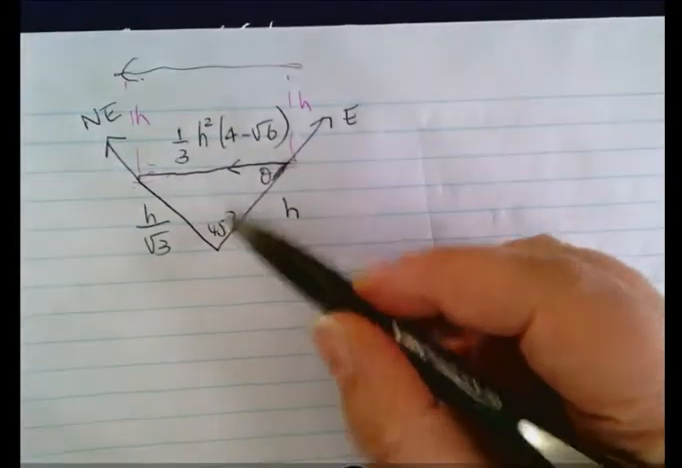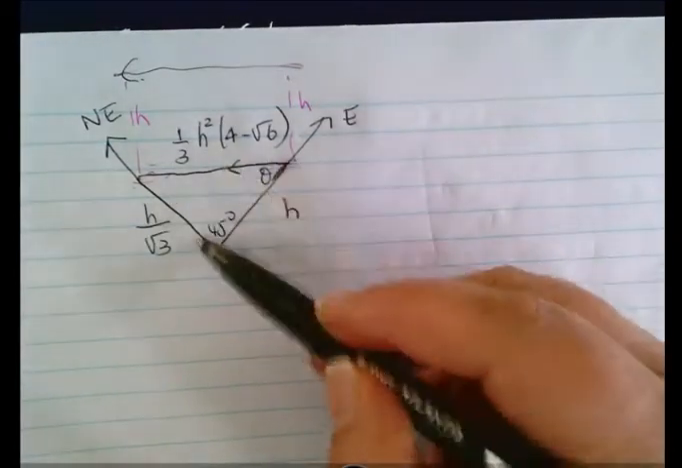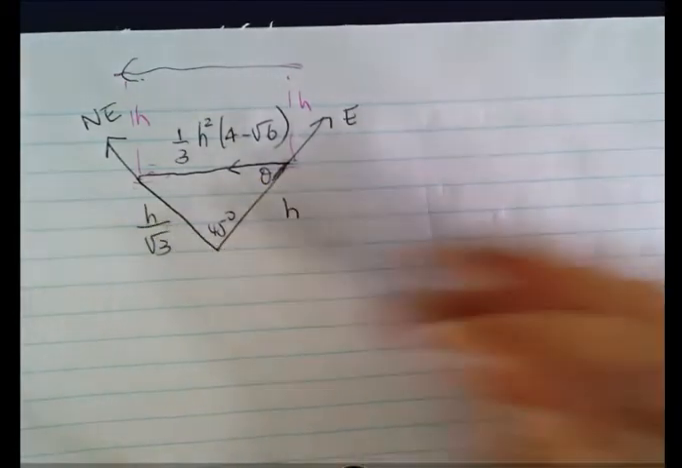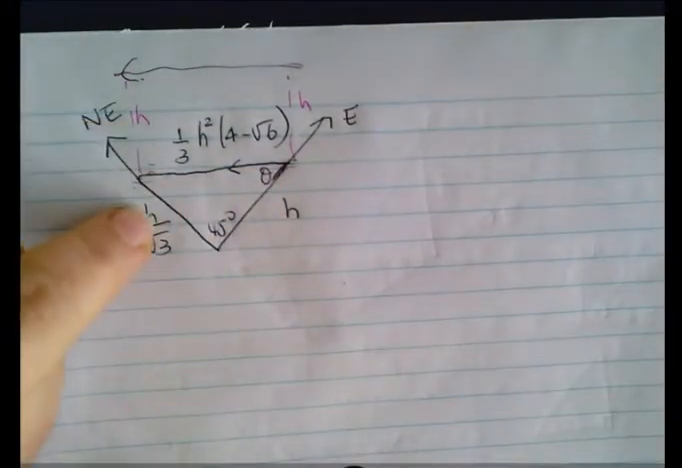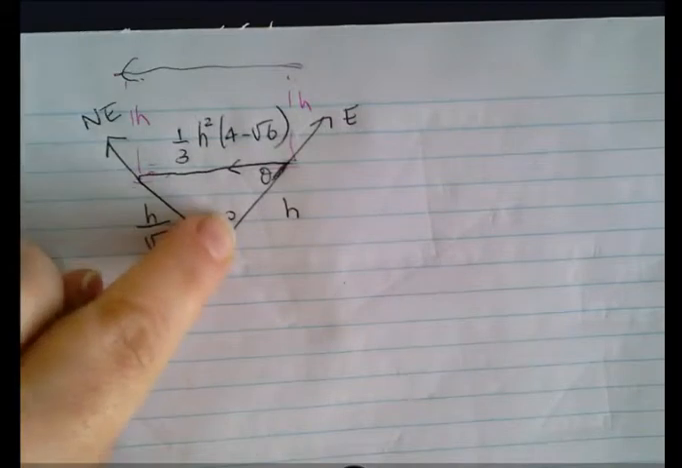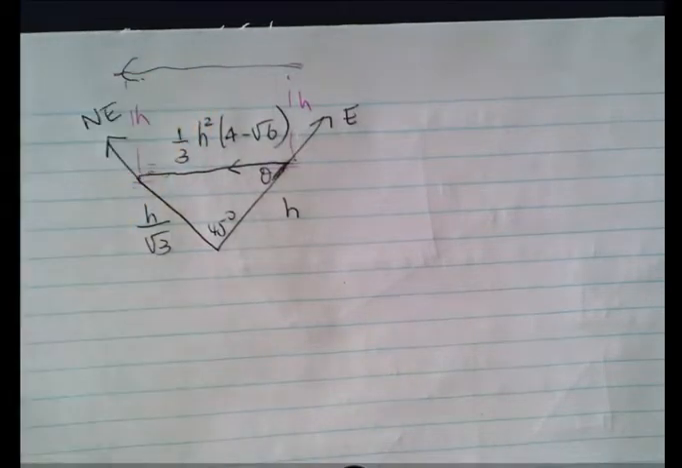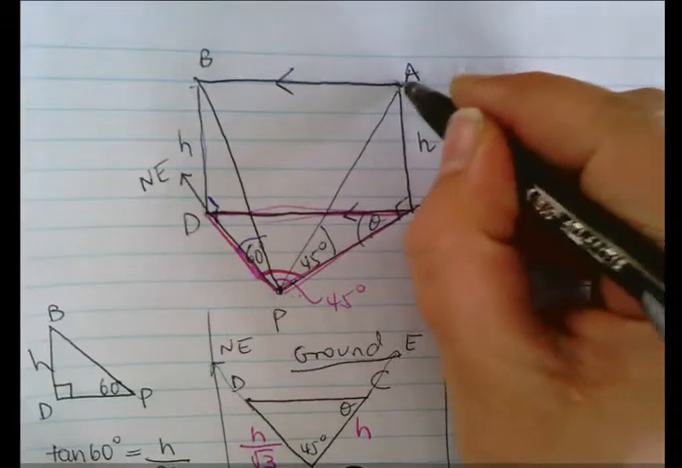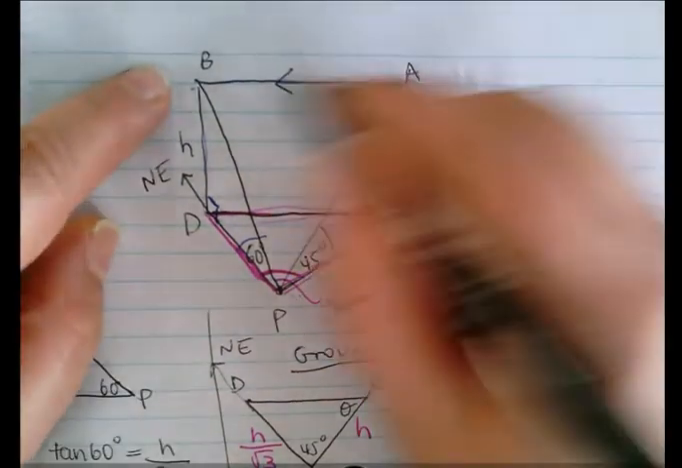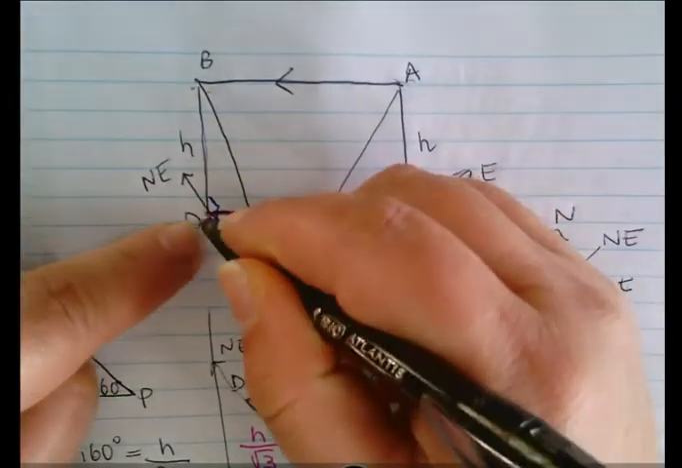Now, I could use cosine rule. I don't think I can use sine rule because I've got h squared there and only h here. Because if I go sine theta over that equals sine 45 over that, I've got h squared. But I could. No, I can't. I've got a quadratic. The plane is flying along here. But you know that AB is directly above CD.